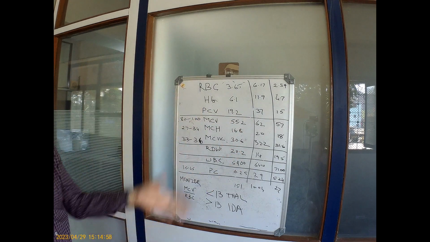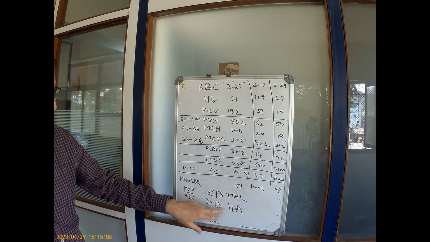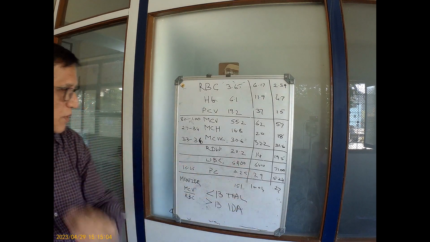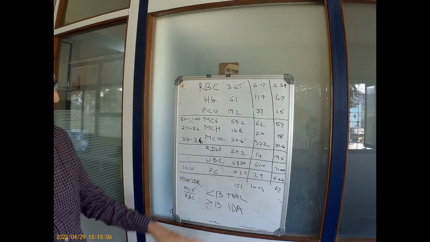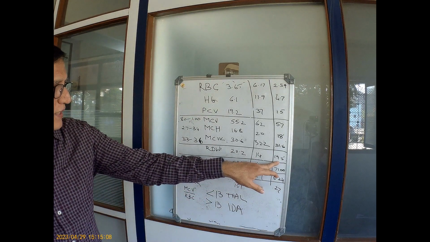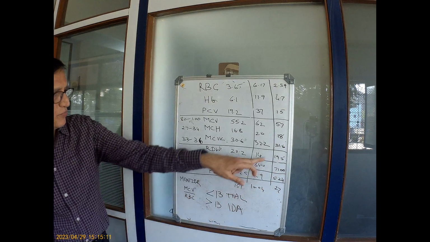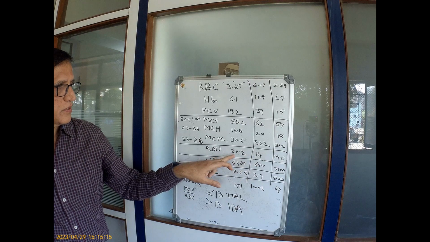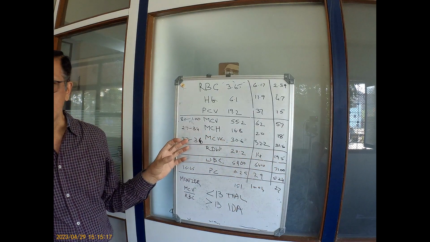Again, two differentials you're getting, IDA and thal. Do the Mentzer's index. RDW is more, 19.5. So here also, anisocytosis. Alright.